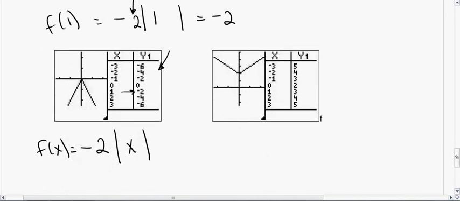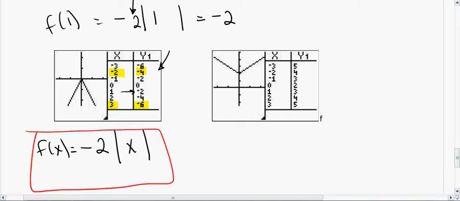Let's just double check another pair here. Let's plug in negative 2. So negative 2, the absolute value of negative 2 is positive 2. Positive 2 times a negative 2 is indeed a negative 4. So it seems to be working okay. Let's try one more. What about 3? So I plug in 3 for x. The absolute value of 3 is 3. 3 times a negative 2, yep, negative 6. I am thinking this is a good rule. This one is the model that I'm looking for.